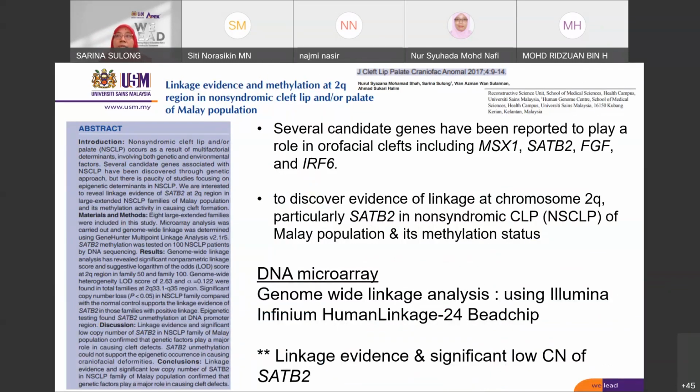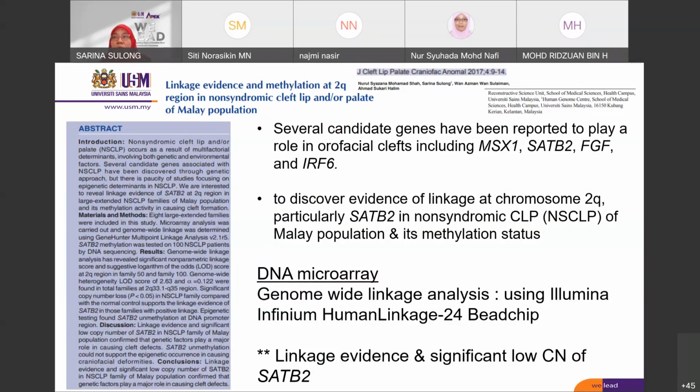So this is also another collaborative research with the reconstructive sciences unit. This work was done by our PhD student, Nurul Shazana, who is now working as a lecturer at the reconstructive sciences unit. And we used a DNA microarray from Illumina to do a genome-wide linkage analysis in non-syndromic cleft lip and palate of the Malay population.